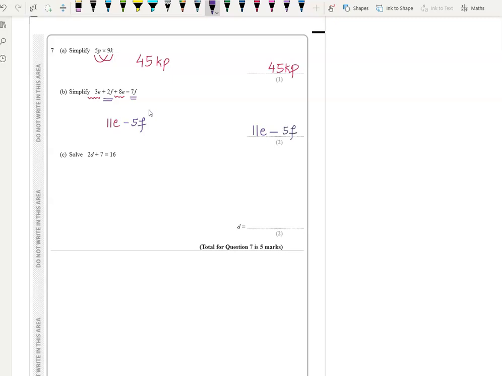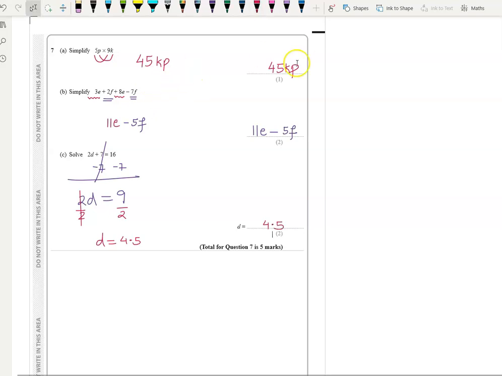Solve the equation 2d plus 7 equal to 16. So to solve this, you subtract 7 on both sides. So this will get cancelled. So you get 2d equal to 16 minus 7, which is 9. I don't want 2. So to cancel it, do the opposite. Divide both sides by 2. So you get d equal to 9 divided by 2, which is 4.5. Next question.